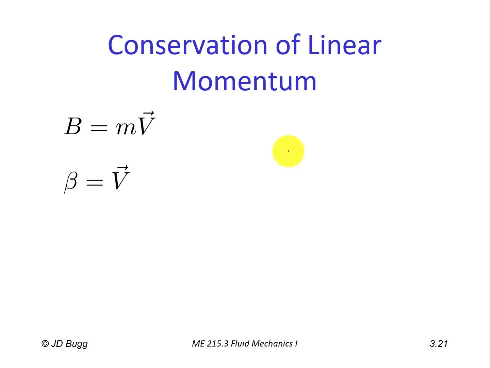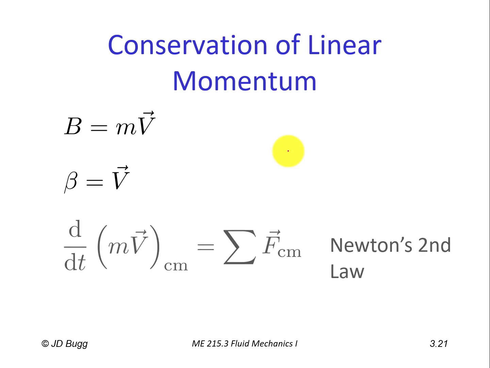The last thing we need to do to prepare to use Reynolds Transport Theorem is identify what is the conservation law that we're going to substitute into the left-hand side of this. Well, the rate of change of the momentum of a control mass, so the left-hand side of this equation, is equal to the sum of the forces on that control mass. And that's Newton's second law. The rate of change of momentum of any identified mass, a chunk of stuff, is equal to the sum of the forces acting on it.